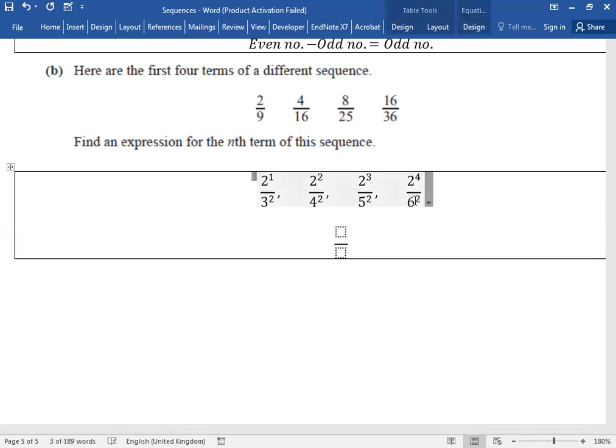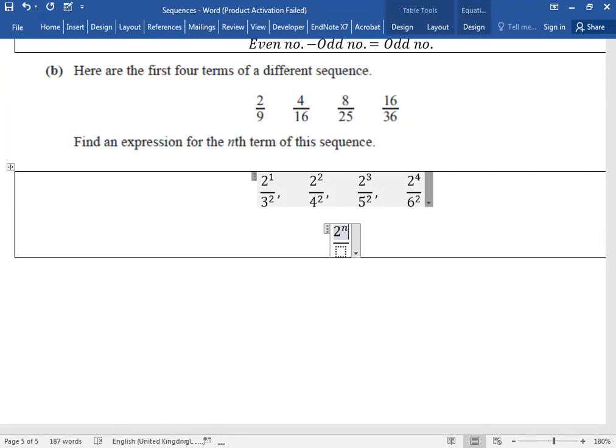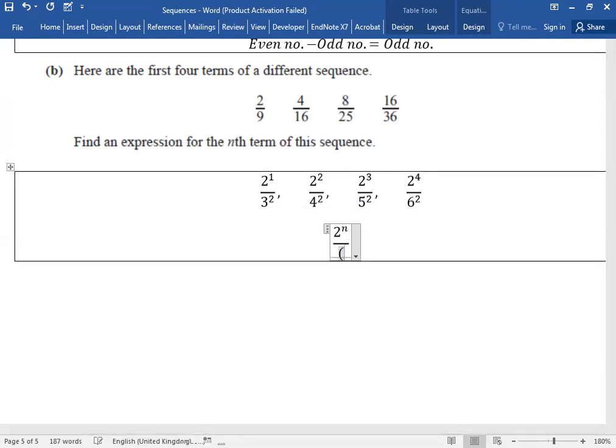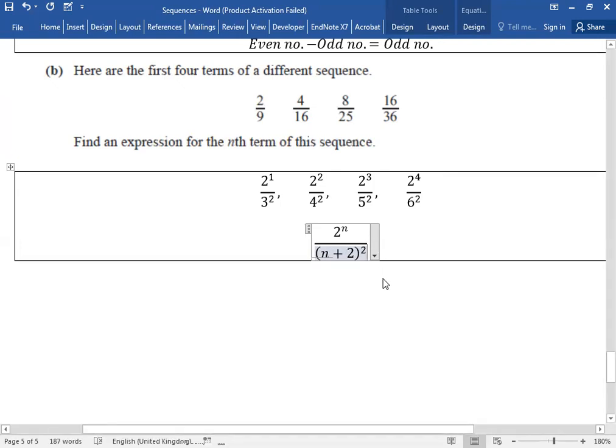So if I were to write it, I'll write 2 to the power n. और नीचे जब term first है तो square 3 का है. When I'm concerned with the second term, I'm going for a square of 4. When I'm on the third term, I'm going for a square of 5. Fourth term, I'm going for a square of 6. So for nth term, I'll go for n plus 2 का square. उससे 2 number आगे का square.